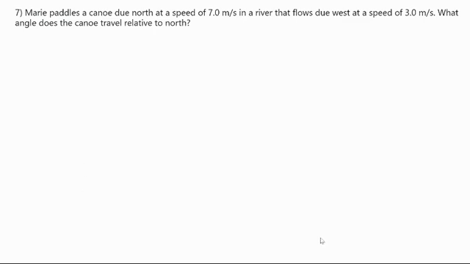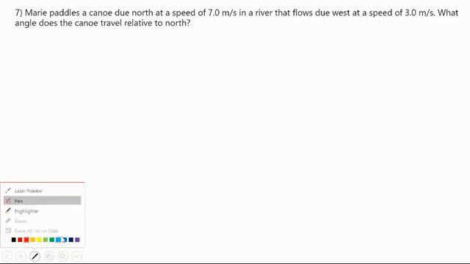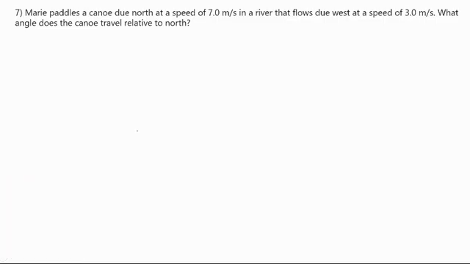All right, let's do this one. So Marie paddles a canoe due north at 7 meters per second. So what does this mean? So when she's paddling, she's going due north. So I'm going to say 7 meters per second. This is her velocity vector.